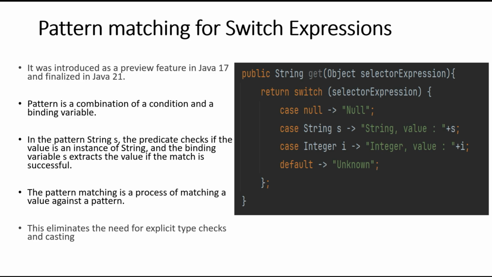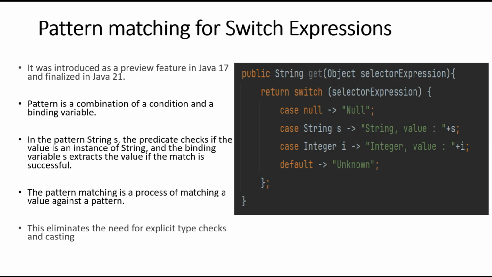A pattern is basically a combination of a condition and a binding variable. In the screenshot, the patterns are String s and Integer i. String s is a pattern, and it's a combination of the condition and the binding variable. Here the condition is String and the binding variable is s. Why is String called the condition here?